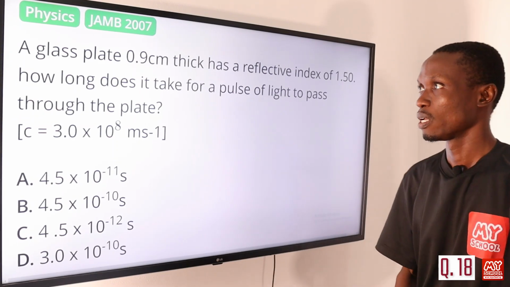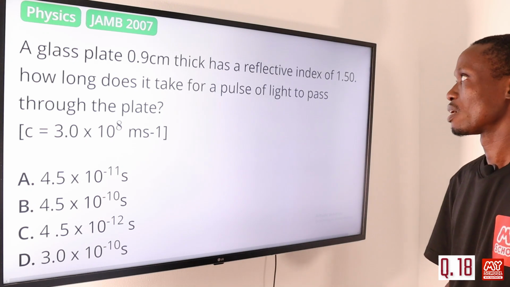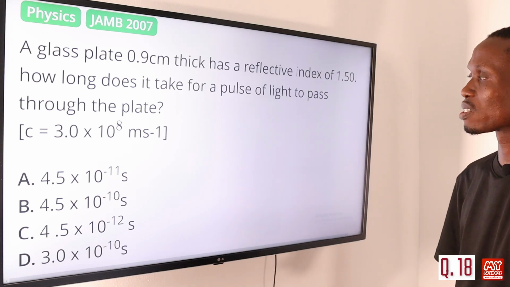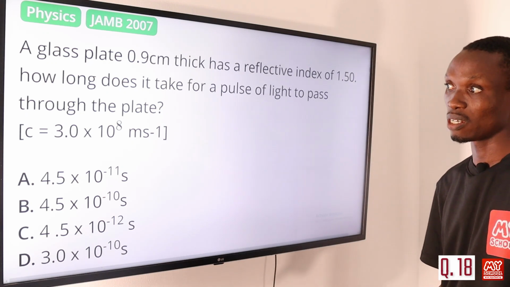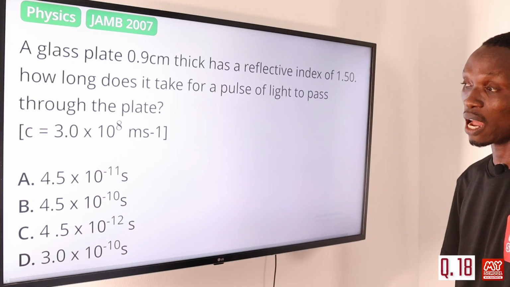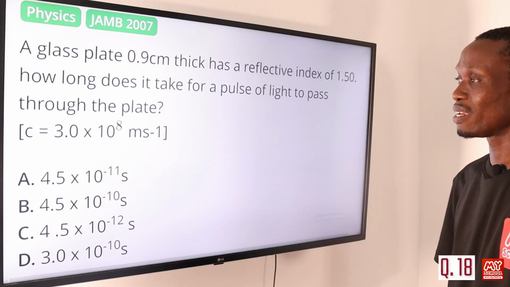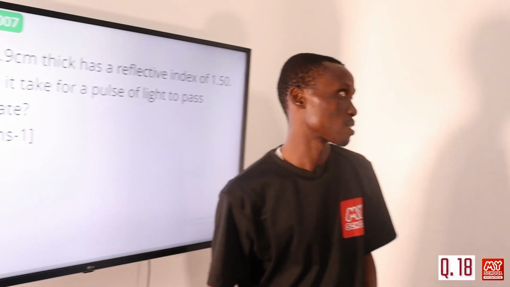Question 18. A glass plate 0.9 centimeters thick has a refractive index of 1.50. How long does it take for a pulse of light to pass through the plate? We are asked to take c, the speed of light in vacuum, to be equal to 3.0 times 10 raised to power 8 meters per second. So let's move over to the board to provide the answer to this question.